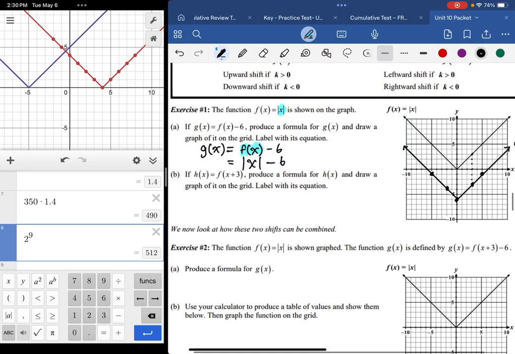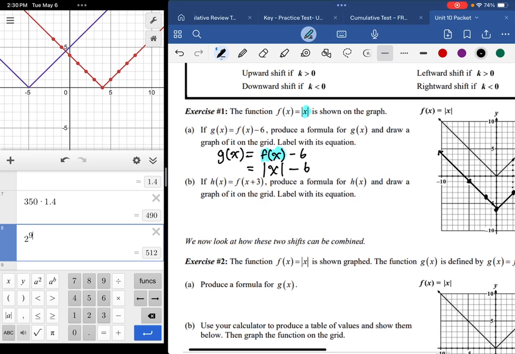Now h of x is saying to shift it to the right. I'm sorry, to the left 3 units. So f of x is the absolute value of x. F of x plus 3, we get that by replacing the x in my parent function with an x plus 3. So it becomes the absolute value of x plus 3.